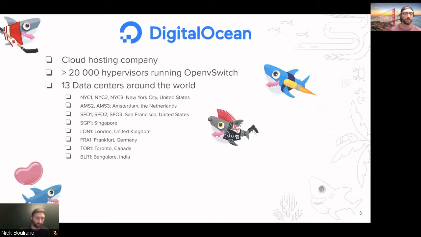But first, DigitalOcean. We're a cloud hosting company running more than 20,000 hypervisors, over 13 data centers. On each of these hypervisors, we're running openvswitch to build our virtual network. It is through this virtual network that the VMs access our metadata service.